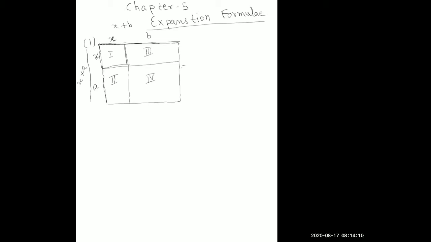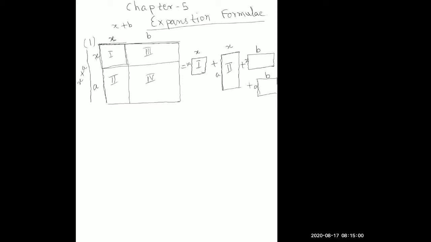Now I will separate these parts. This is my first part, that is the square, with one side x and the other side also x. The second part is a rectangle. This side will be x, and this side will be a. The third part is again a rectangle. In this rectangle, this side will be x and this will be b. And the fourth part is a rectangle. In the fourth part, this side will be b and this side will be a.